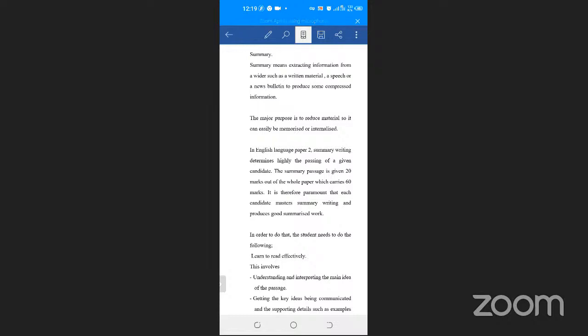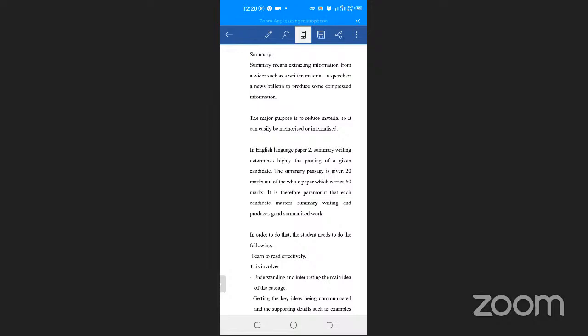Okay, so the major purpose is to reduce material so it can easily be memorized or internalized. Here I have already explained that you reduce the content to a memorable part that can most easily be remembered by someone. So when you go to a party and you come and narrate to me in summary what the party was all about, I'll be able to remember it, rather than when you tell me the whole story and you even say you first go for a break, then come back, we are continuing with the story about the party. So that's why we do summaries.